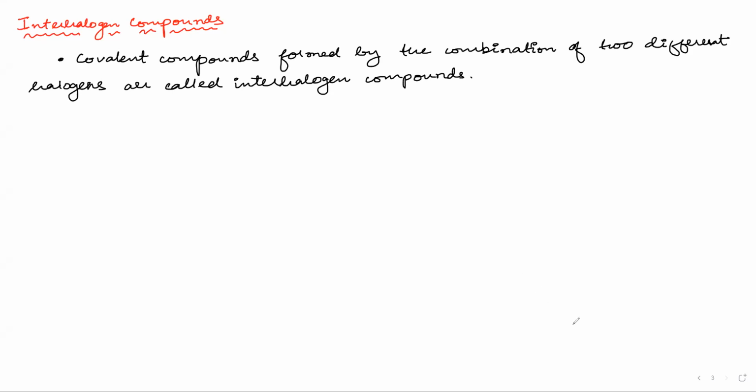Now, if you are done, please stop writing and start listening. Types of inter-halogen compounds. Please don't write these things. Till here you can write. Don't write any further. There are a few types that you can make. There are 4 that you have to study.